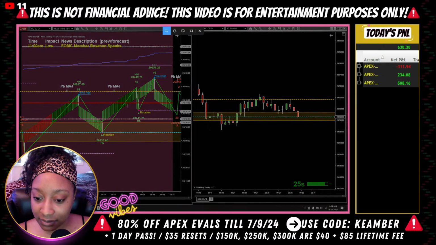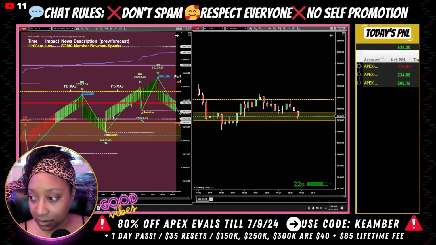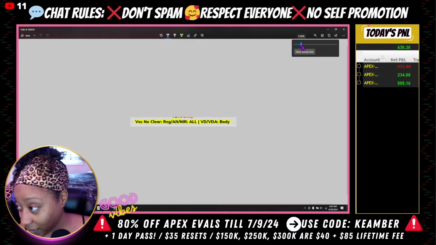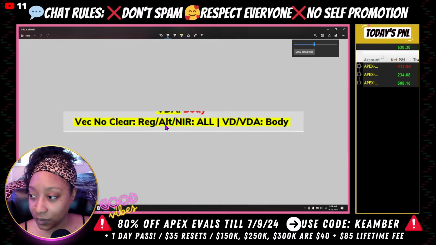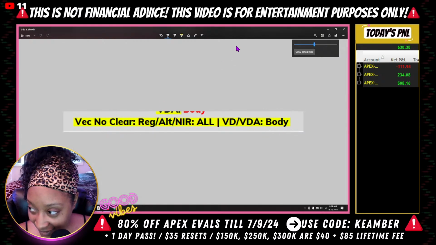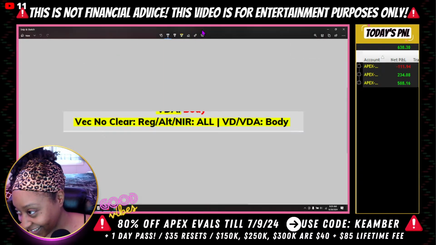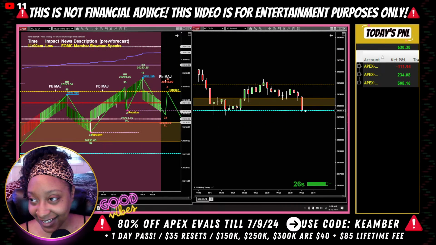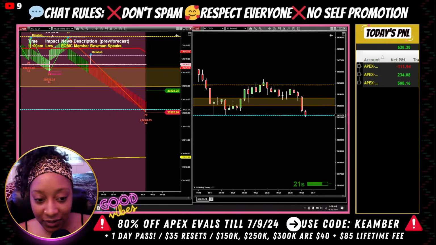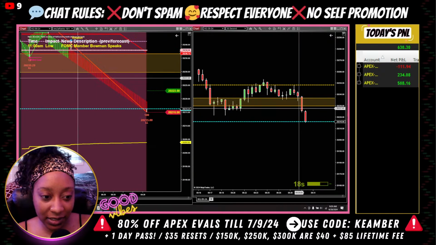Matter of fact, look, I'm about to show you. This is what it says in that section. These are all my three different versions of pullbacks. You can see no clear. If it's divergence or alternate volume divergence, it has to be in the body. If it does not clear, I'm not lying, bro. I promise I'm not. All right, let me scroll this. I promise I'm being good.